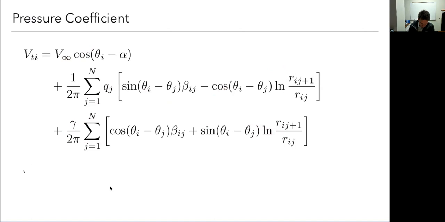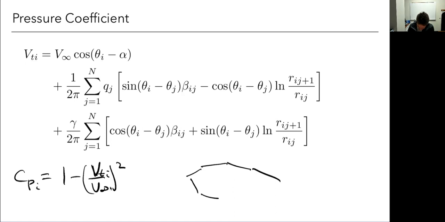Remember our pressure coefficient for this incompressible rotational flow looks like this. But in our case, since the velocity vector is only the tangential velocity because the normal velocity is zero, we could say this is the tangential velocity. And I'm going to put an I here, meaning that we're going to compute this on each panel. So if I've got my extremely coarse, ugly looking airfoil, I can now compute, say, the pressure coefficient on panel I, and do that for each panel.